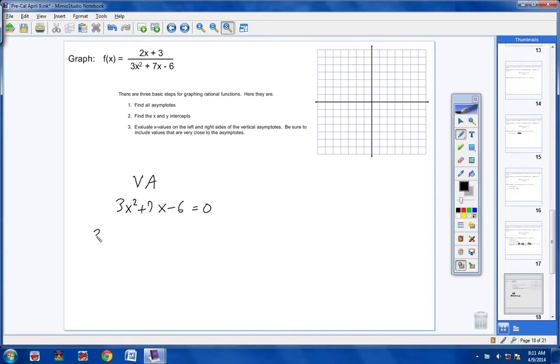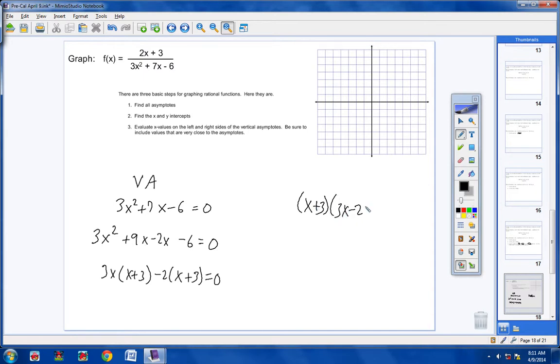We can factor this. We have done so many factoring problems, students. I'm not going to go over this again and again. No, I'm not trying to be mean or anything. We've done so many of these, okay? Positive 9x, negative 2x, that would give us a 7x, negative 18. Pull out a 3x, x plus 3, pull out a negative 2, x plus 3. So it looks like your factorization would be x plus 3 and then 3x minus 2.